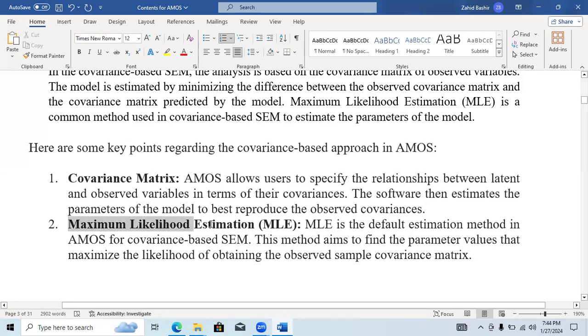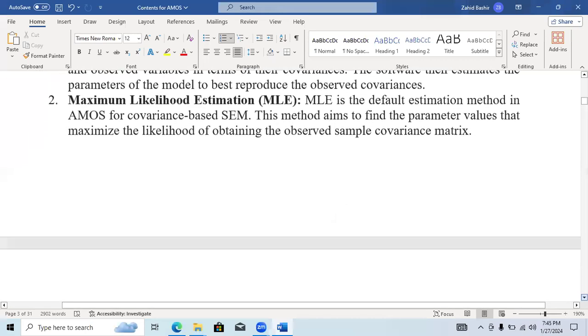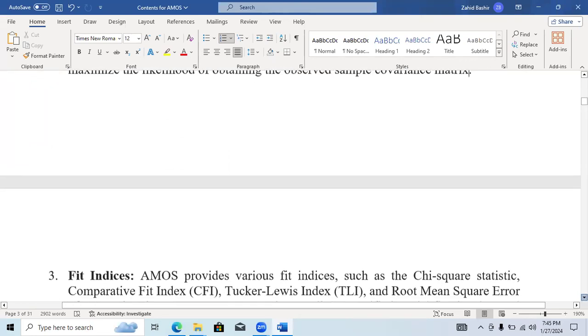The second thing is maximum likelihood estimation, which is the default method in Amos for applying covariance based SEM. So MLE is the default estimation method in Amos for covariance based SEM. This method aims to find the parameter values that maximize the likelihood of obtaining the observed sample covariance matrix.